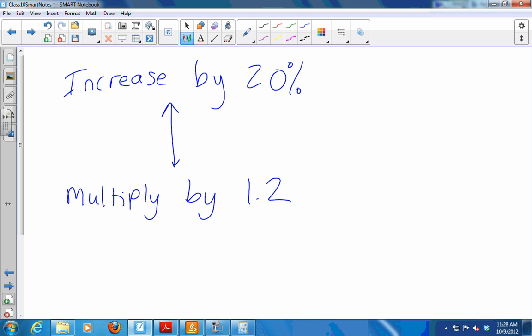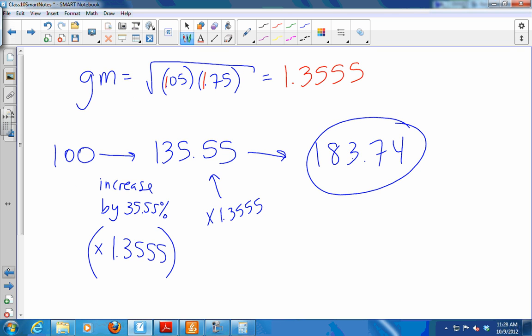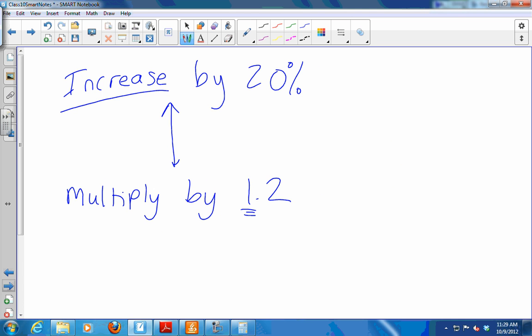Oh, okay. Because if you're going to increase it, you want to keep what you have, right? That's the 100. So by using the word increase, I'm implying keep what you have already. So that's why here I just wrote increase by 35.55%. If I wrote increase by 135.55%, the 100% would mean double it. To increase something by 100% is to double. So to increase by 20% is to multiply by 1.2.